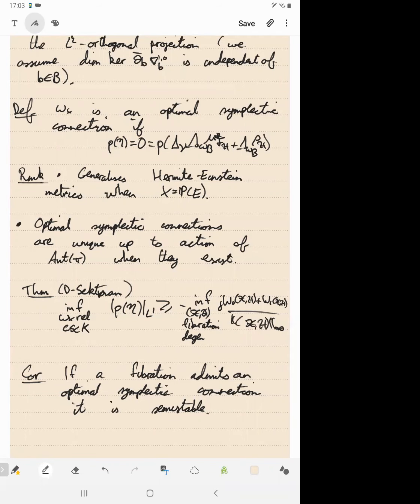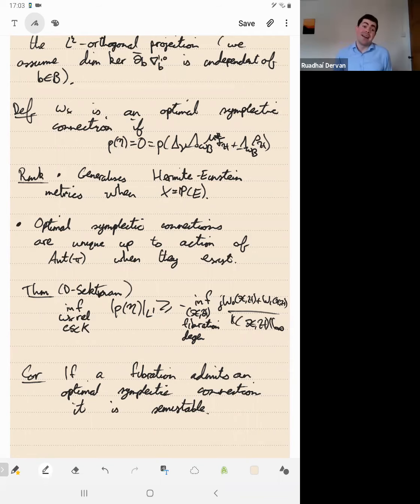I see. You kind of do a family moment map of the fiber, right? Yeah. Again, I'd love to have a moment map interpretation.